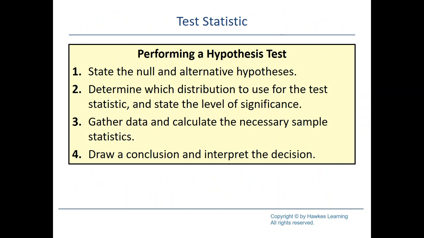So there are actually 4 steps when performing a hypothesis test. Step 1, state the hypotheses, null and alternative. Step 2, determine the distribution. You have to figure out what type of test statistic, as well as state your level of significance. Step 3, gather your data and calculate any necessary sample statistics. And step 4, draw the conclusion and actually interpret it.